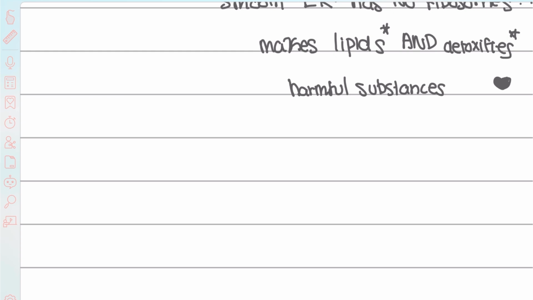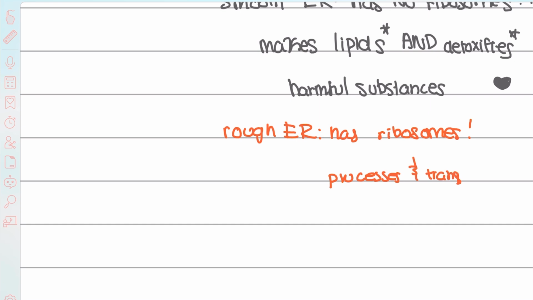I know most chopsticks are used for both ramen and the meat and the egg, but let's just imagine this chopstick is for the pork only, okay? So our chopstick, aka our rough ER, has ribosomes and it processes and transports proteins.